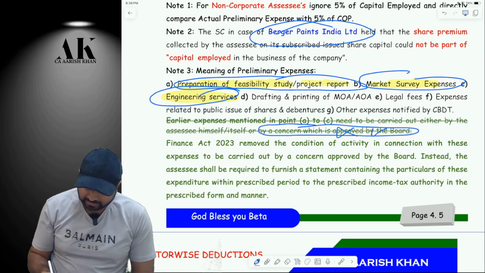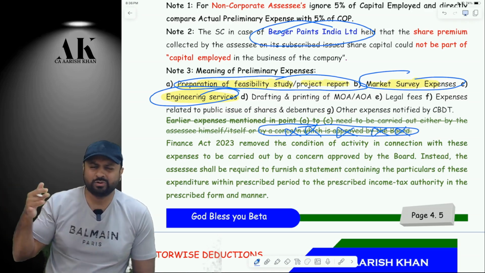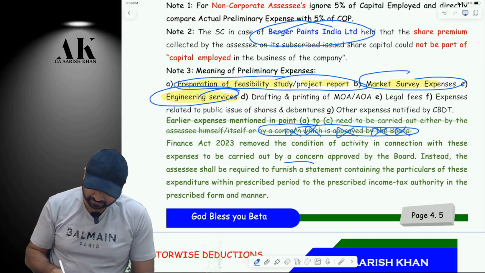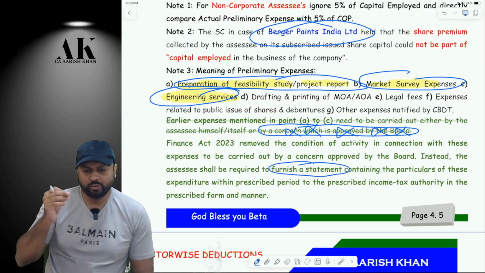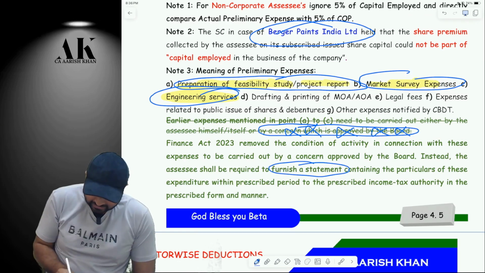But now the government has removed the condition of approved concern and they have said that you don't have to go to an approved concern and get it approved. Do it yourself and file a statement. Do it yourself and file a statement to CBDT within a prescribed period. Can you see this?